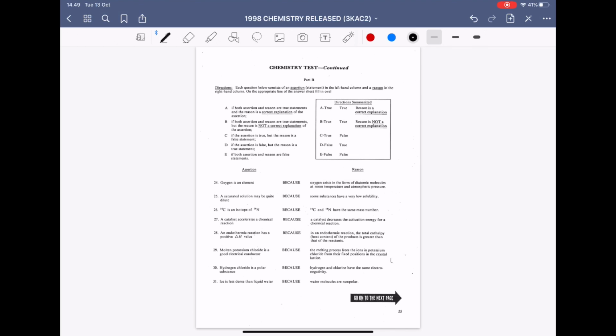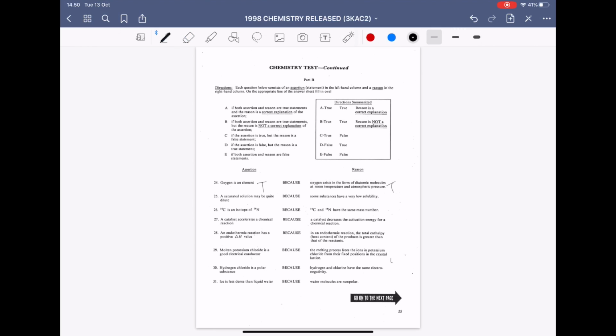Number 24. Oxygen is an element. That's definitely true because it's in the periodic table. Because oxygen exists in the form of diatomic molecules at room temperature and atmospheric pressure. So this statement is true, because oxygen does not exist as just a single atom; it's a diatomic molecule and always exists as O2. So this is also true. However, they do not provide a cause and effect relationship, because oxygen being a diatomic molecule has no relationship to it being an element. So it's just TT.